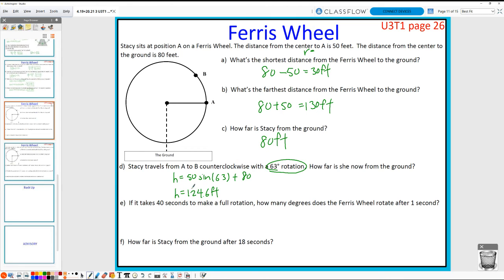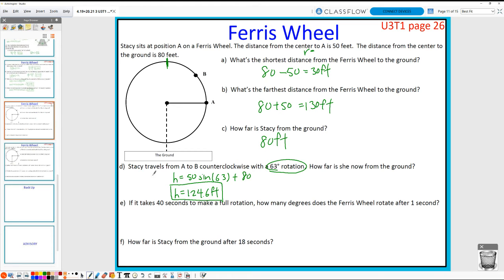Again, I can do a quick check for myself. 63 degrees is not the highest point. And my highest one's 130, so this is lower than that. But it's for sure going to be higher than A, right? B is higher than A. So that's greater than 80, which is great. Okay, so this is my answer.